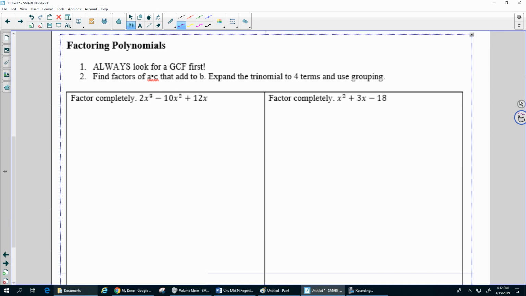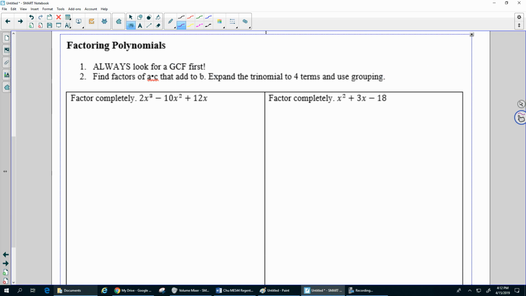Okay, let's move on to factoring polynomials. We always want to see if you can factor out a GCF first. After you do that, we create the table of A times C, and it has to add up to B. We expand to 4 terms, and we use grouping to factor.